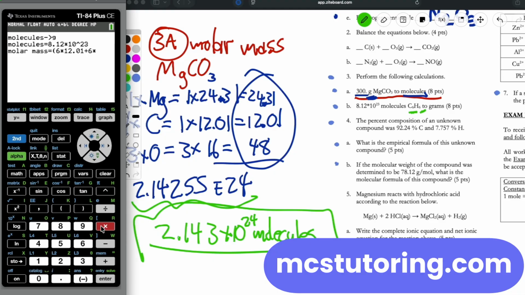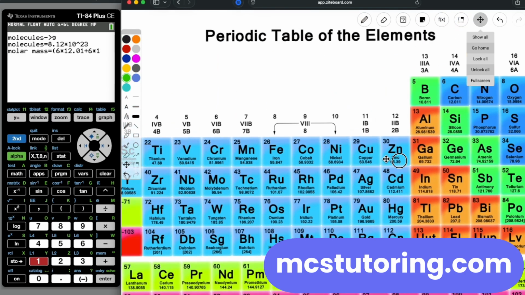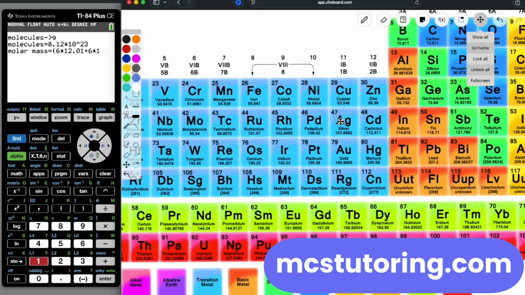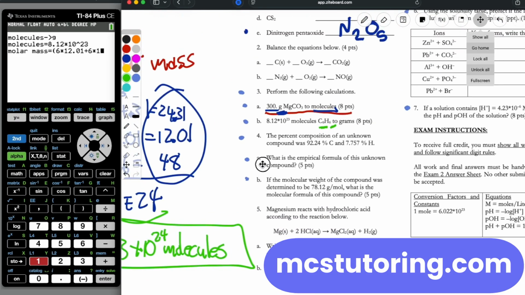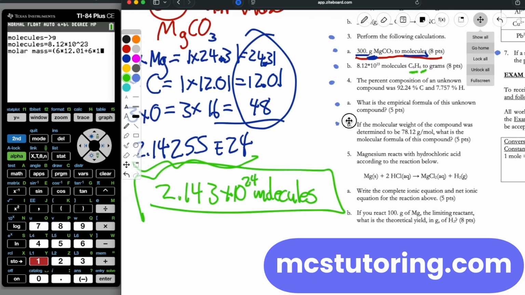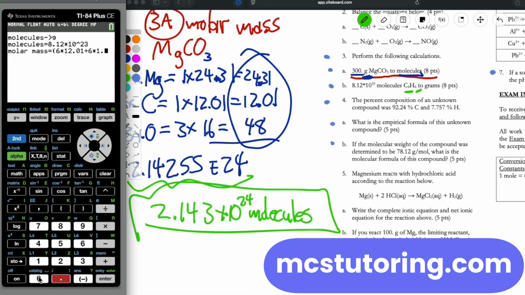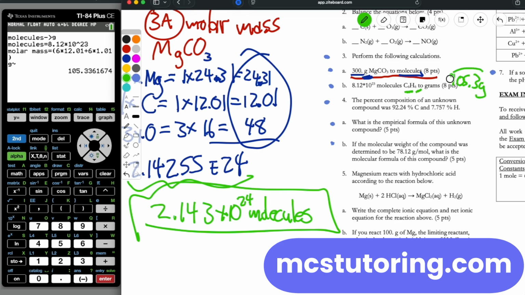6 times hydrogen's like, I think it's 1.01. Here I am thinking we've already had it. Yeah, I'm going to go 1.01. I'm going to round. Your book or thing might have a different answer, but I'm just going to go 1.01. Okay, so we're cool. Bam. 105.3 grams. So this is 105.3 grams. And I'm labeling units.